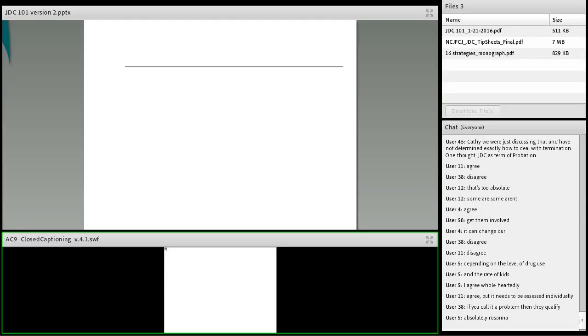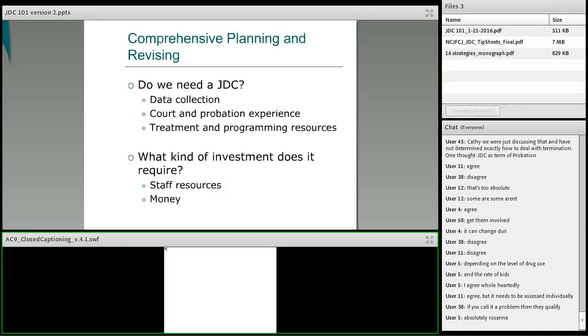All right, so I want to go back again to our core concepts and let you know that today we're going to be talking more in depth about two of these, which are structure and target population. The other three will be covered during other webinars as we go along. So I want to talk about structure because this is one of the ways in which juvenile drug courts differ pretty sharply from regular juvenile court.